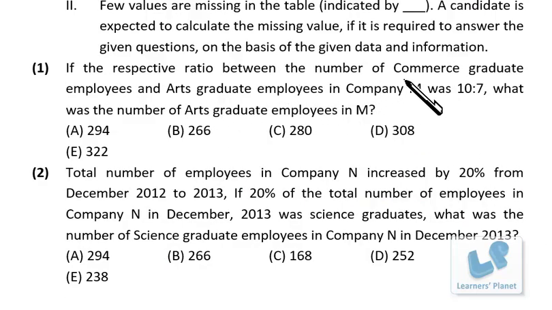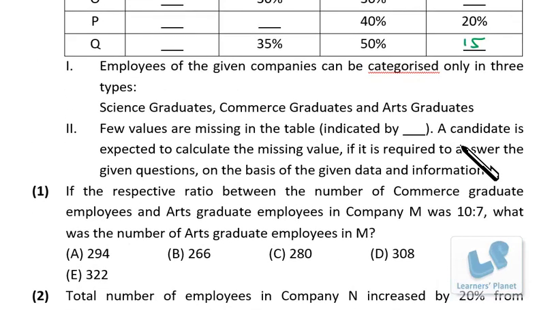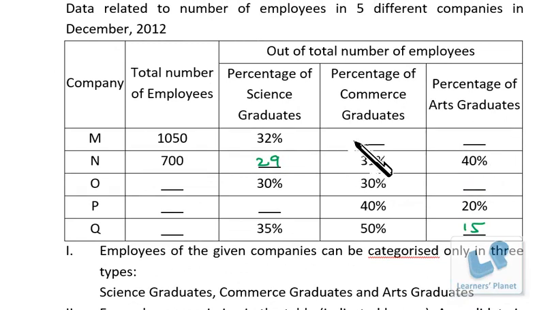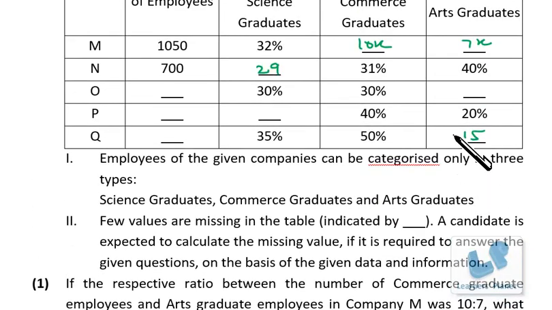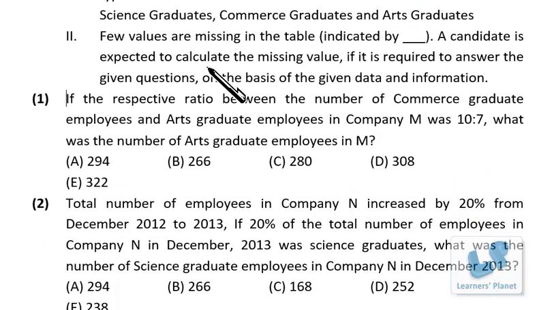If the respective ratio between number of commerce graduate employees and arts graduate employees is 10:7, what was the number of arts graduate employees in company M? Commerce is to arts 10:7. So if this is 10x, this is 7x. So in all it is 17x, and 17x is basically 68% because 32% is science graduate. So 68% of 1050 is 17x.